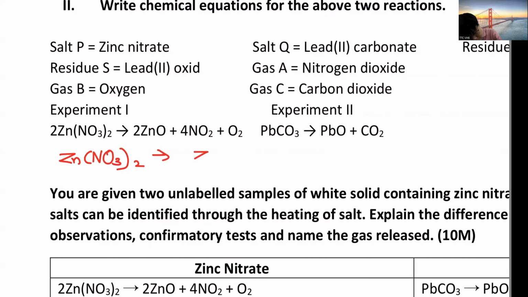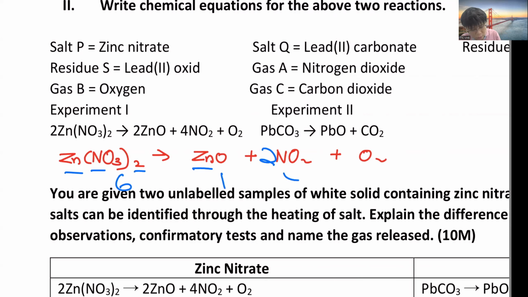If you heat, it becomes zinc oxide plus NO2 plus O2. So when you balance this equation, you get stuck in the middle. Zn is balanced. Then for N, you got 2, so you put 2 here. Then when you check oxygen, 3 times 2 is 6. Here got 1, here 2 times 2 is 4 plus 2, total is 7. 6 and 7 is not balanced.